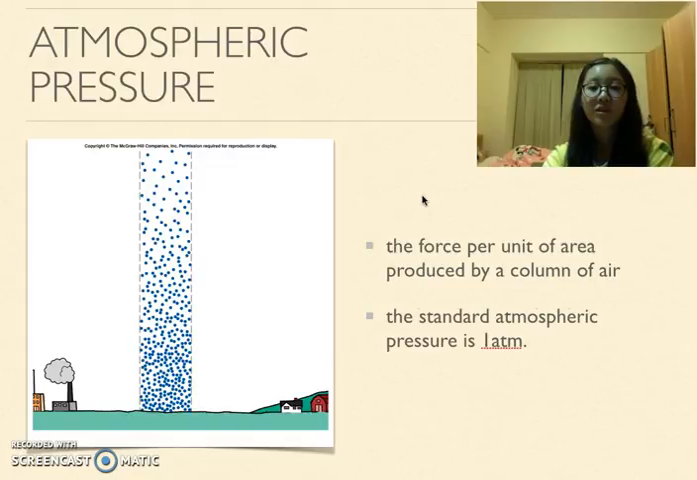Atmospheric pressure is the force per unit of area produced by a column of air. This picture can give you a great visual sense of this vocabulary. And the standard atmospheric pressure is 1 atm.